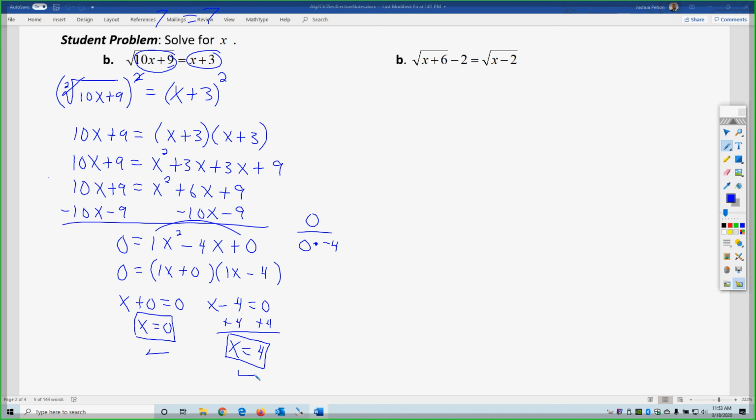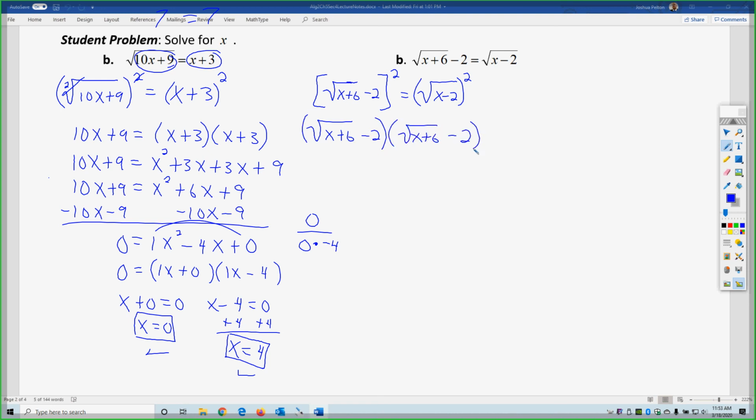Okay, next problem. So this problem has 2 radicals, which indicates I'm going to have to use 2 exponents to get rid of the radicals, which is the goal. So since it's a square root, we'll square. So root x plus 6 minus 2 squared equals root x minus 2 squared. So on the left-hand side, we have 2 terms, so I have to multiply it by itself. Root x plus 6 minus 2 times root x plus 6 minus 2.